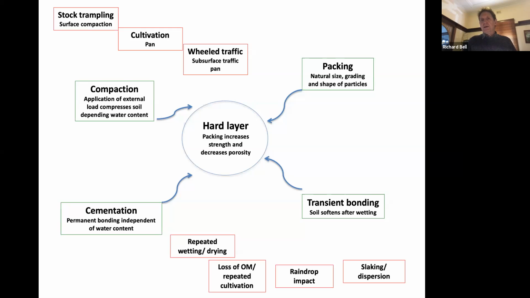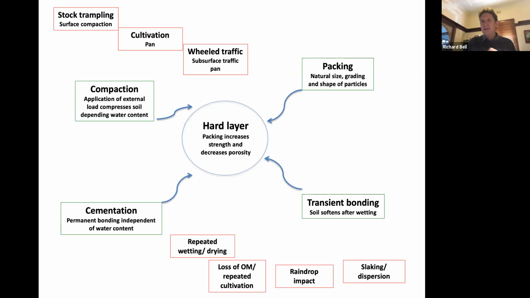That can be exacerbated by transient bonding. When the clay, sand and silt pack together, they tend to bond together. But some of that is reversible. When the soil re-wets, it softens again. And I think most of us who have worked out in the West Australian wheat belt have seen soils like that, and probably also in Victoria. Soils that are rock hard in summer when they're dry, and then as soon as they wet up, they start to soften.